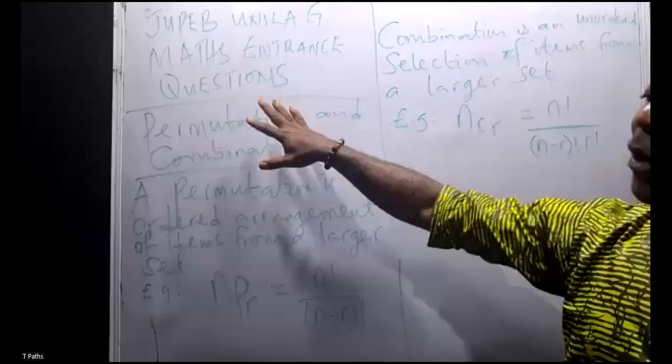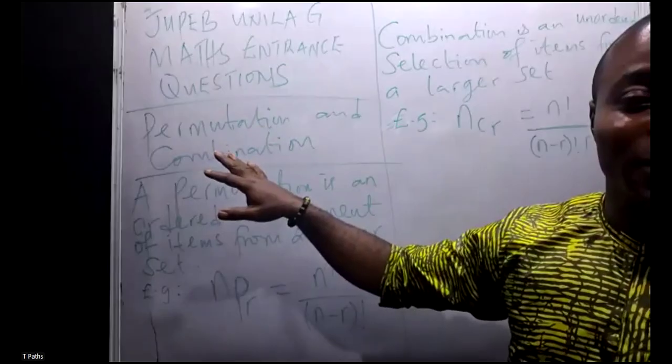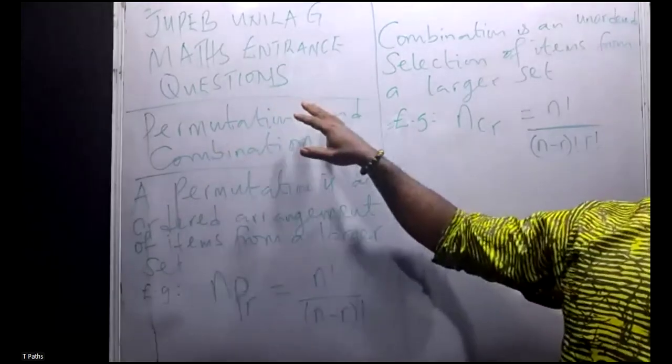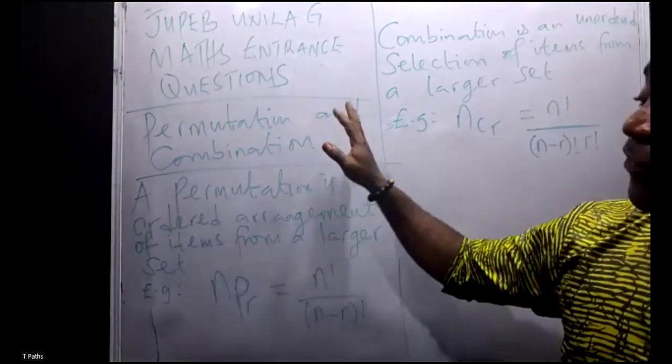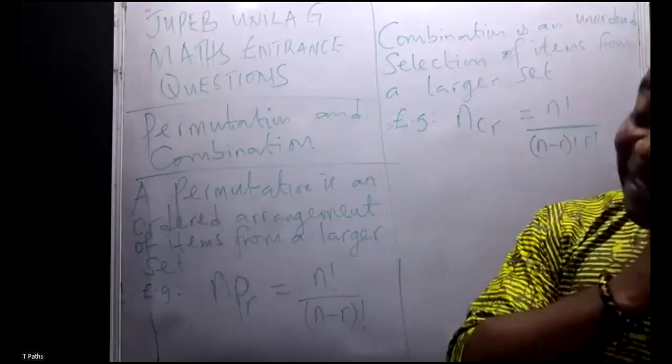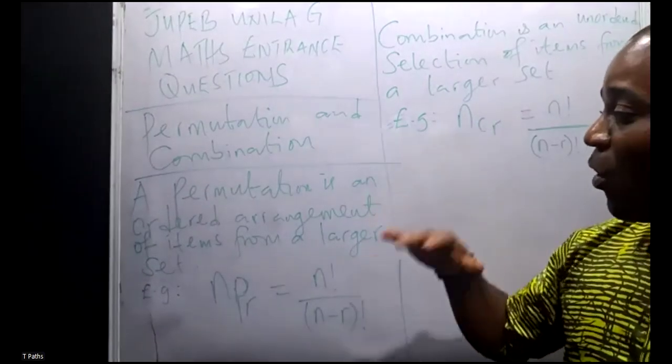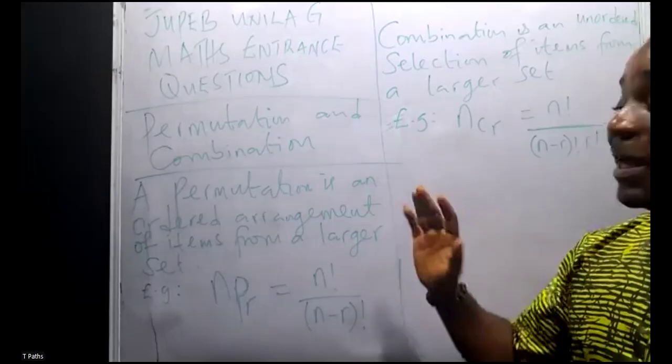I'd like to introduce or explain better what's permutation. The topic ahead of us here says permutation and combination. And before I delve into the questions, I'd like to explain what permutation is and what combination is. Now, permutation is an ordered arrangement of items from a larger set.